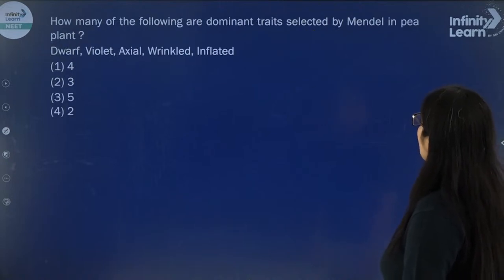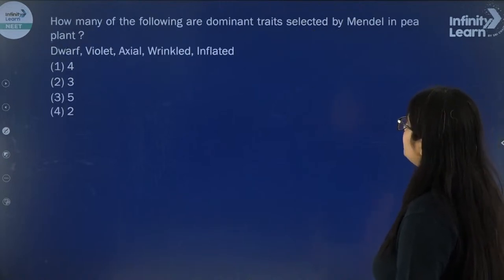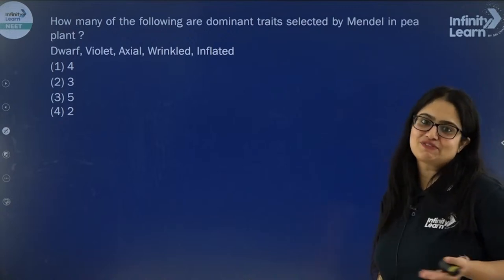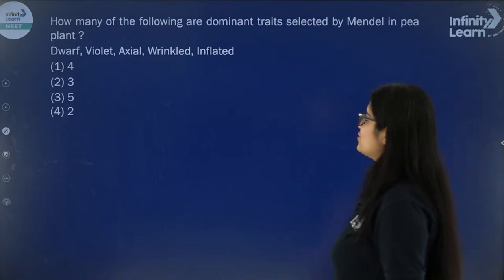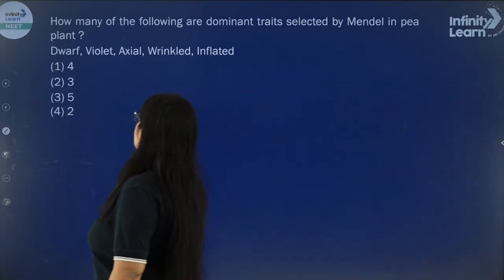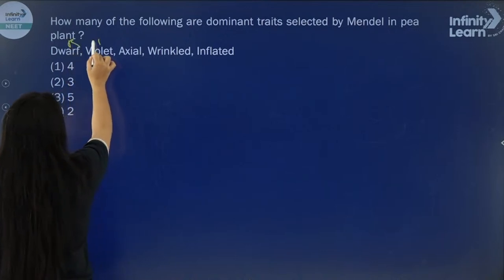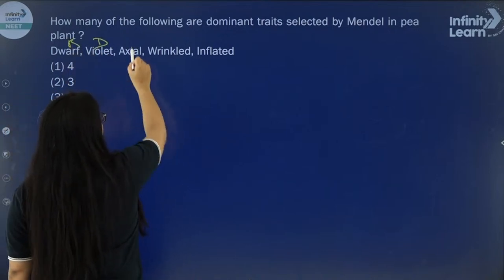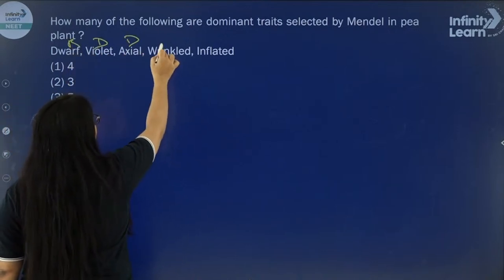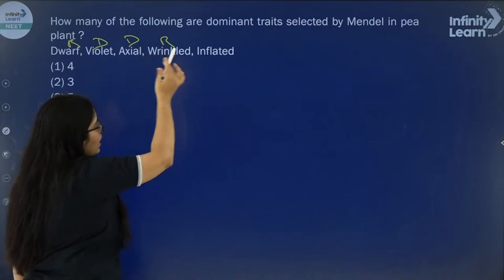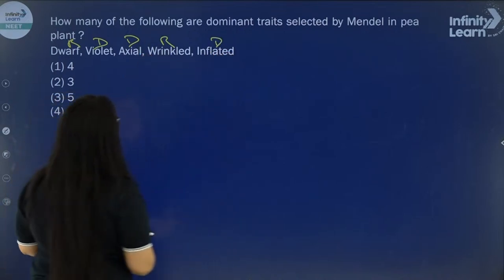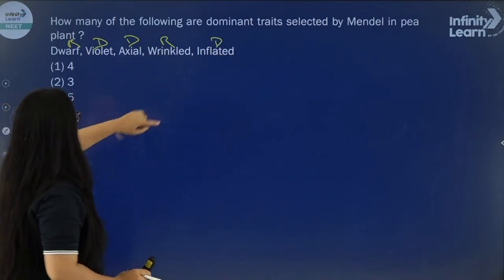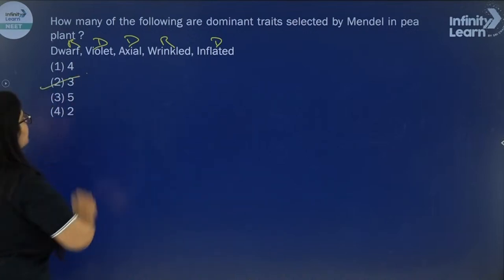How many are dominant traits selected by Mendel in pea plant? What you can expect from this chapter other than this question, right? So dwarf is a recessive character. Violet flower color is dominant. Axial flower position is also dominant. Wrinkled is recessive. And inflated pod is actually dominant. So how many are dominant? 1, 2 and 3. So second option is correct.